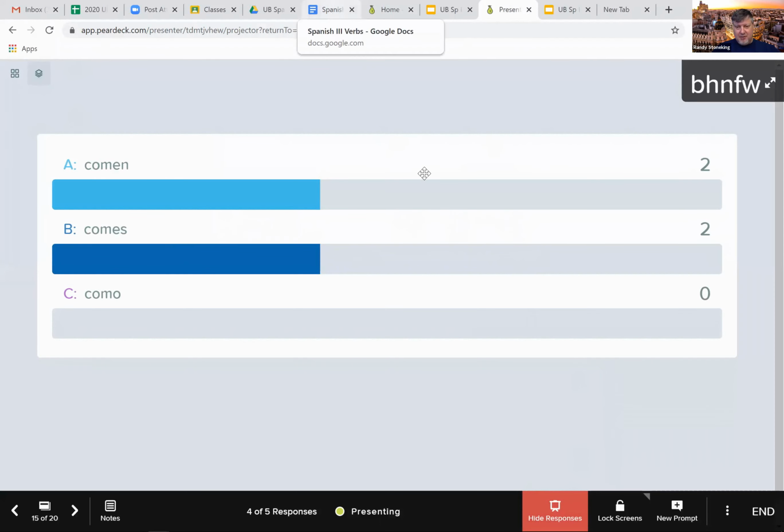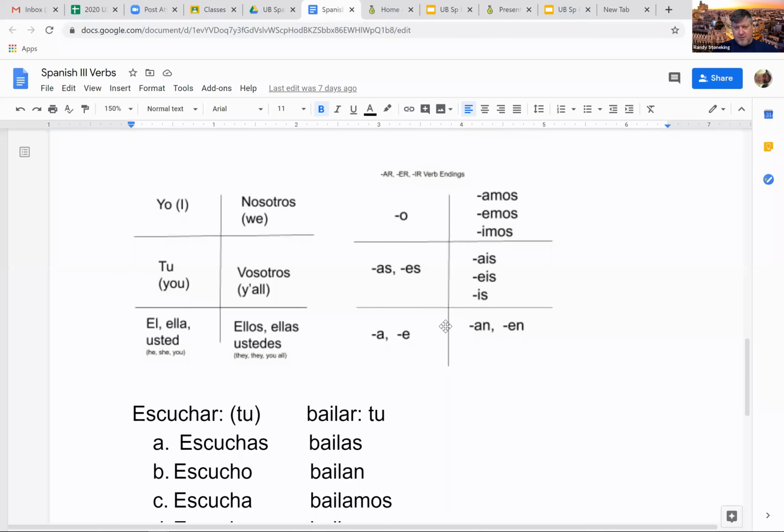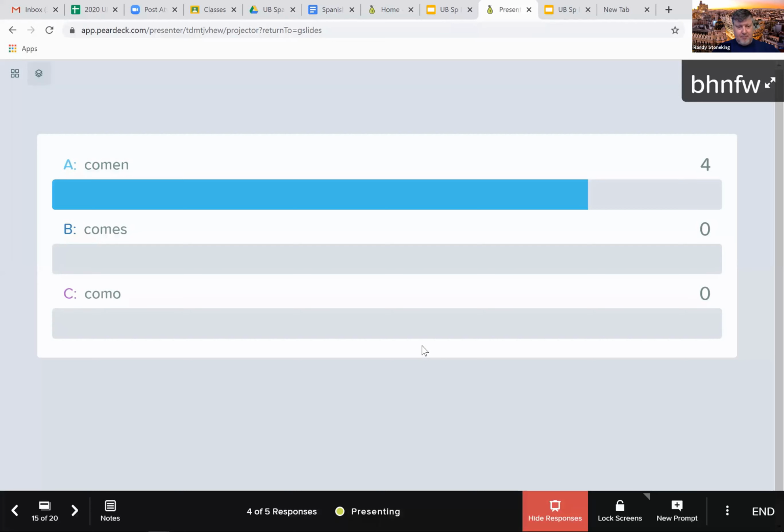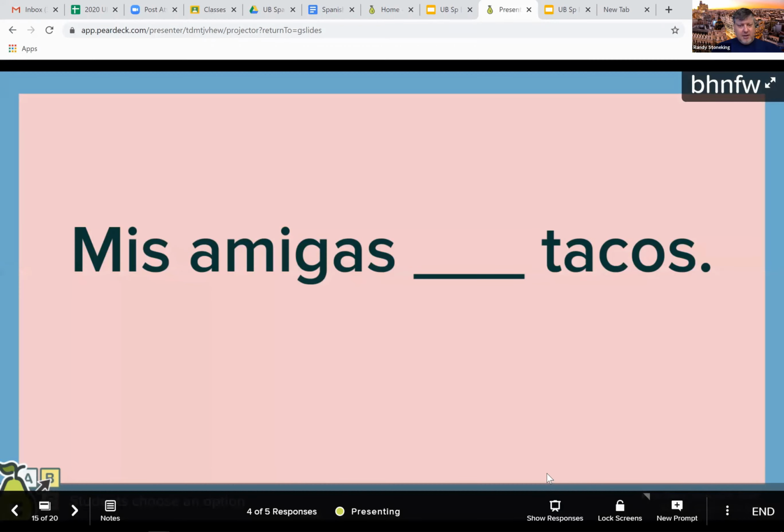Back to our endings over here. Comen or comes? Where are they going to fit? Correct answer there? Yeah, comen. Mis amigos comen tacos. Wonderful little sentiment. I hope that. I just had tacos last night for dinner, by the way.